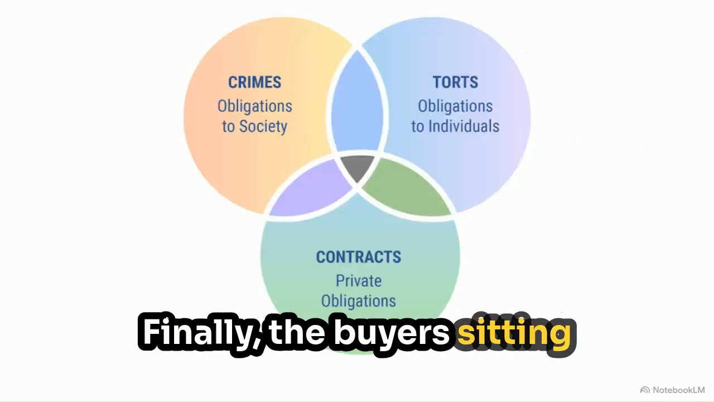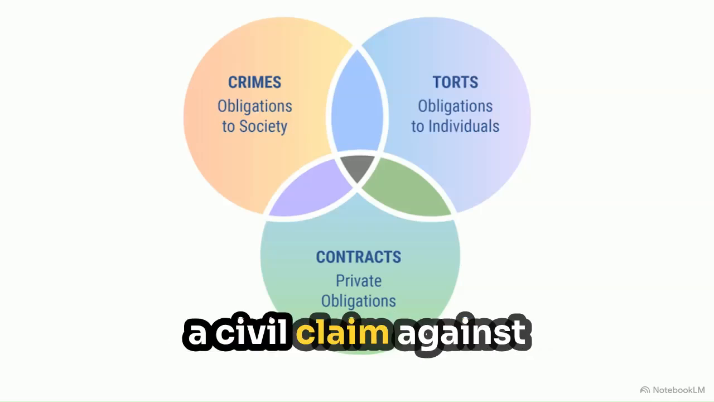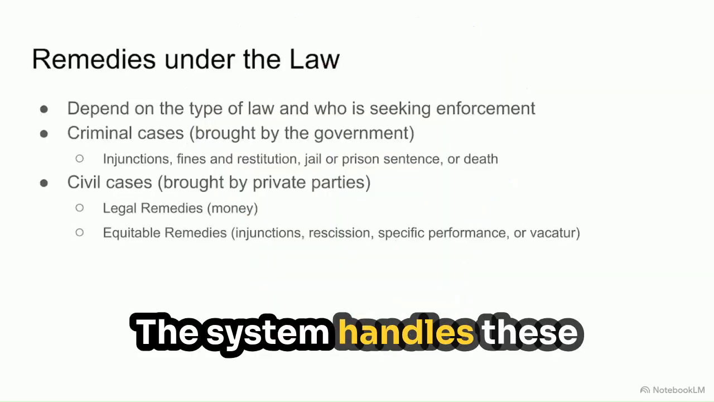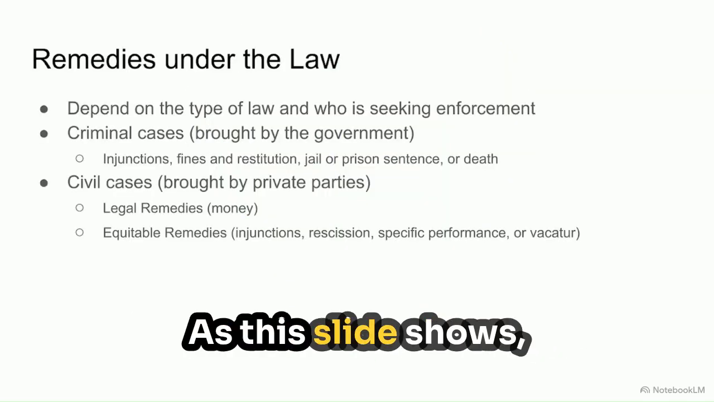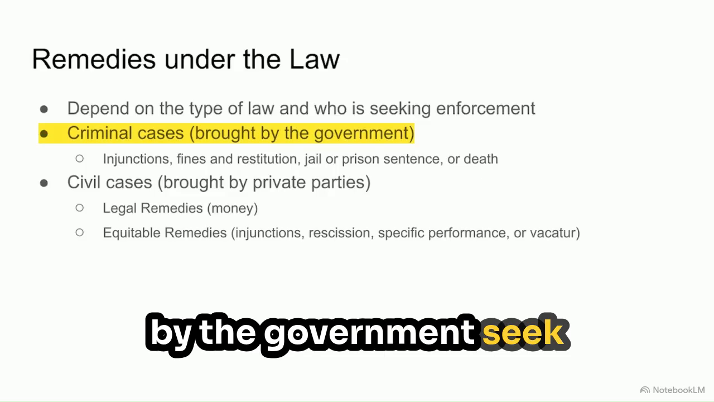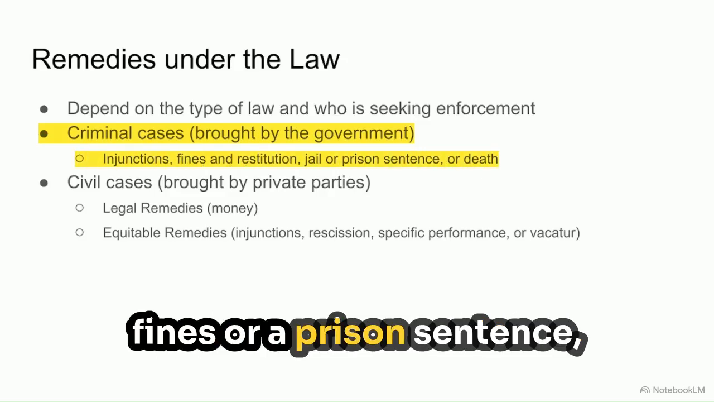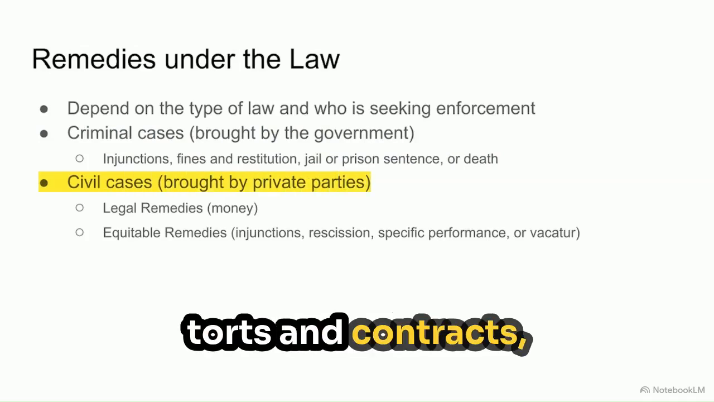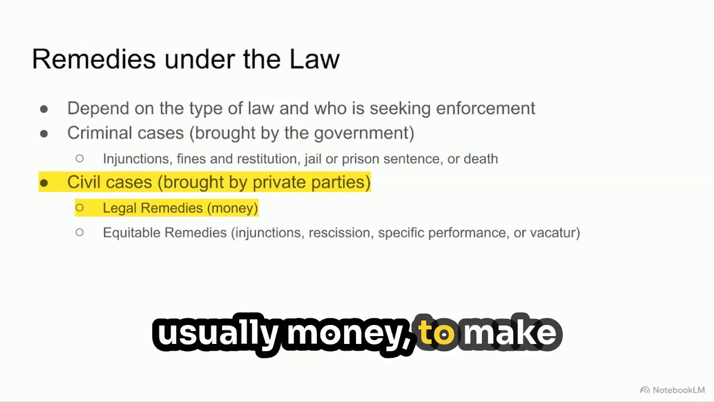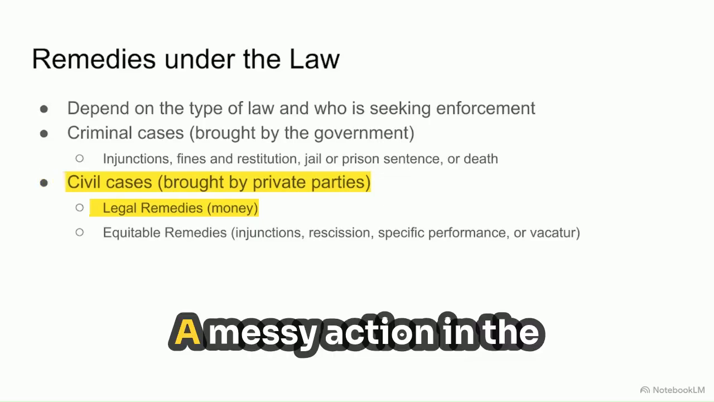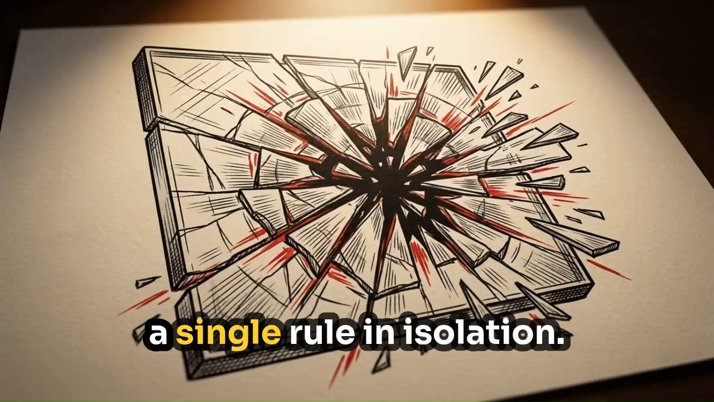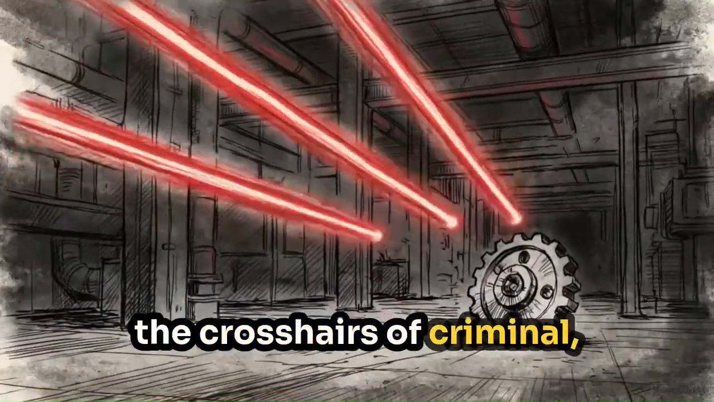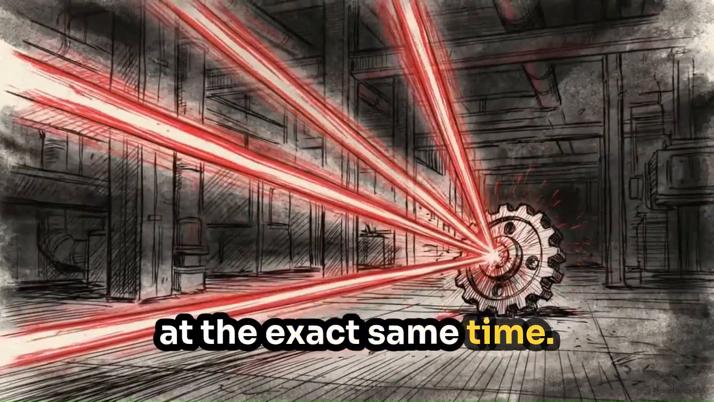Finally, the buyers sitting across the country with no product have a civil claim against the factory, based entirely on their private written agreements. The system handles these violations differently. As this slide shows, criminal cases brought by the government seek punitive remedies, like fines or a prison sentence, to protect society. Civil cases, like our torts and contracts, seek legal remedies, usually money, to make the injured private parties whole again. A messy action in the real world rarely breaks a single rule in isolation. Instead, it sits squarely in the crosshairs of criminal, tort, and contract law at the exact same time.